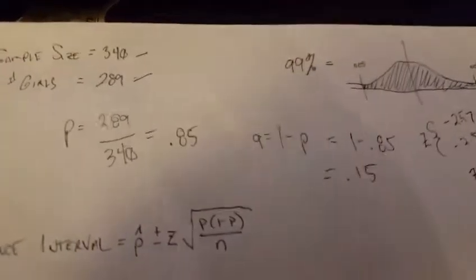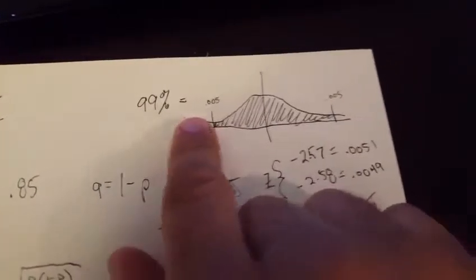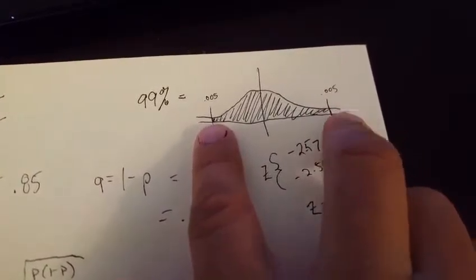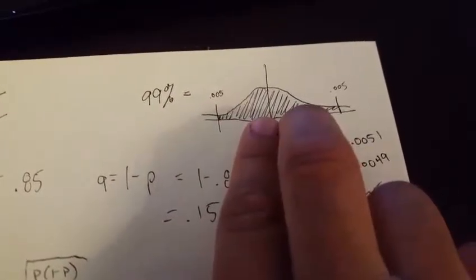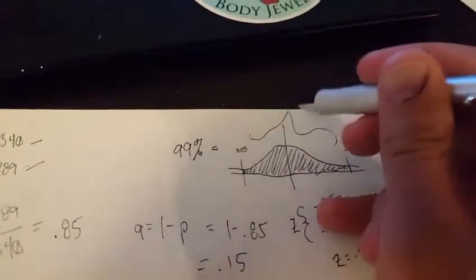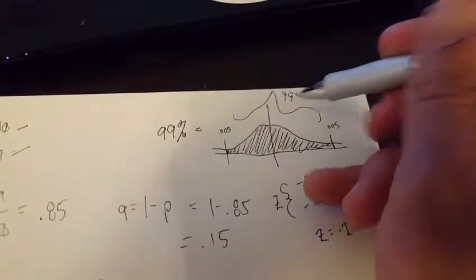The original question said we want a 99% interval, right? So we've got to take everything that's in between these two, right? So this total amount would equal 0.99.